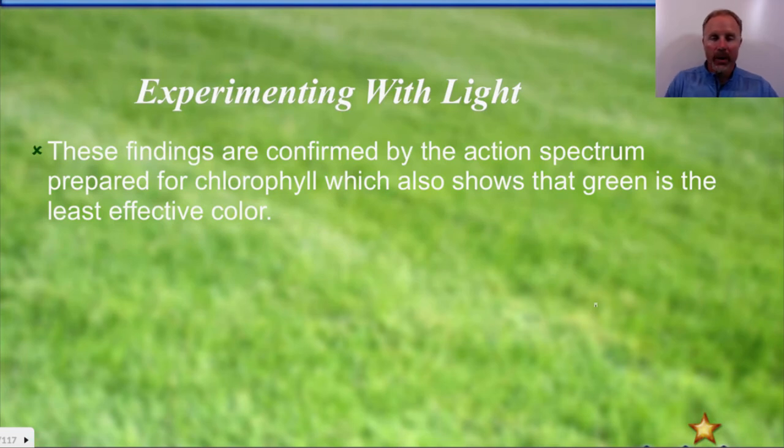Okay, so as far as experimenting with light's concerned, the action spectrum of photosynthesis was paired up or matched well with the absorptive ability of the chloroplast. So looking for the effective colors versus the ineffective colors. And if you recall, one of the main byproducts of photosynthesis is oxygen gas.